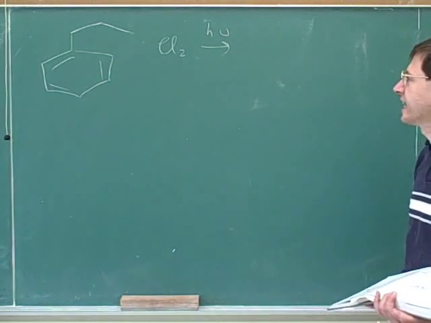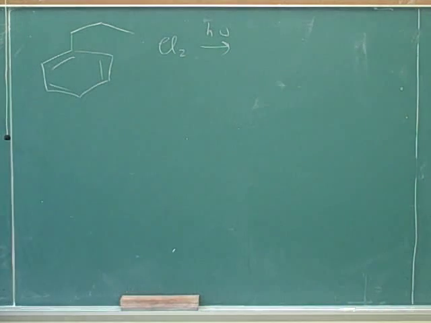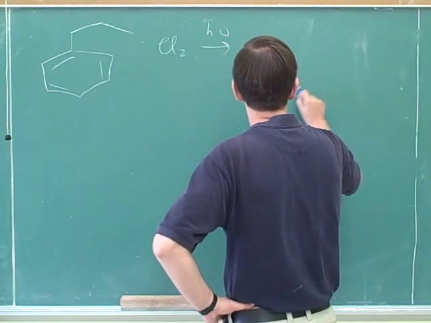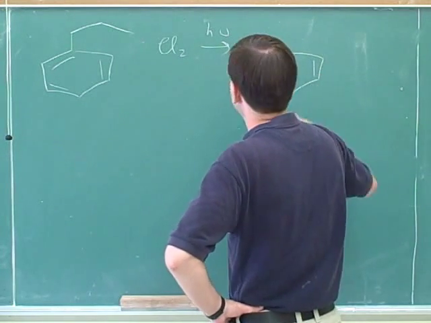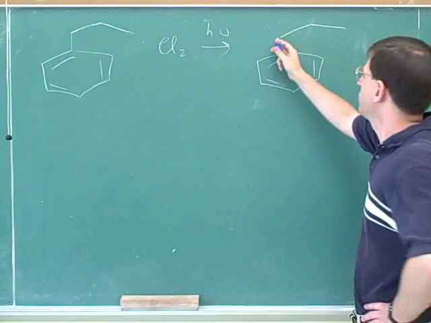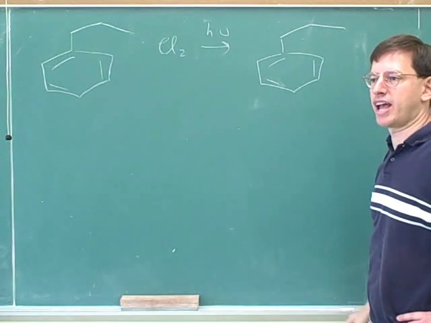So let's draw the product here. I guess to save time, we won't do the mechanism. Let's just draw the product. Now we have a regiochemistry problem. We have to decide which of these 3 carbons is going to be most reactive.